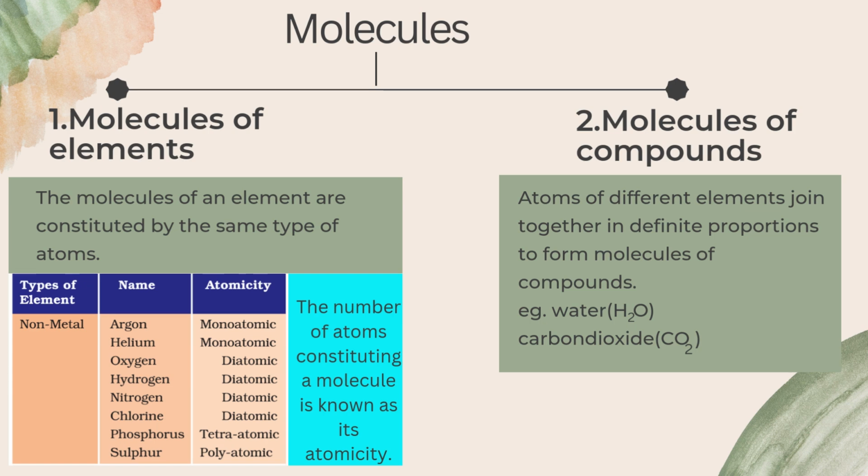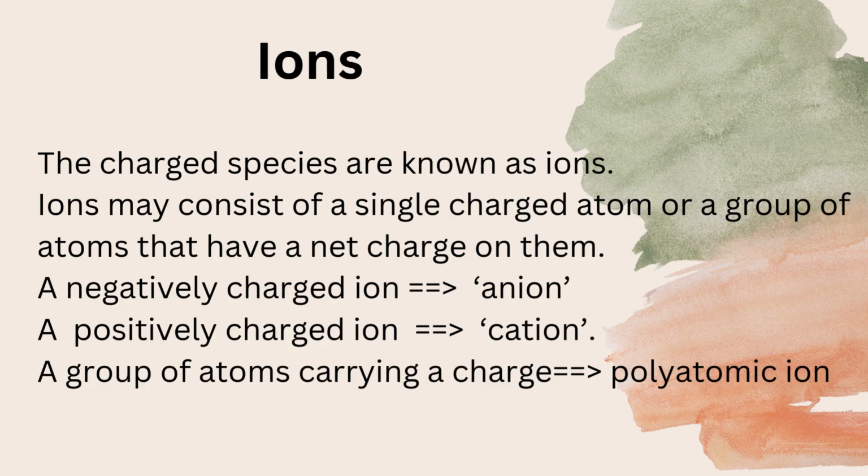The number of atoms constituting a molecule is known as its atomicity. Next one is ions. These are the charged species. Ions may consist of single charged atoms or a group of atoms that have a net charge on them. A negatively charged ion is called an anion and a positively charged ion is called a cation. And if a group of atoms carries a charge, then it is called a polyatomic ion.